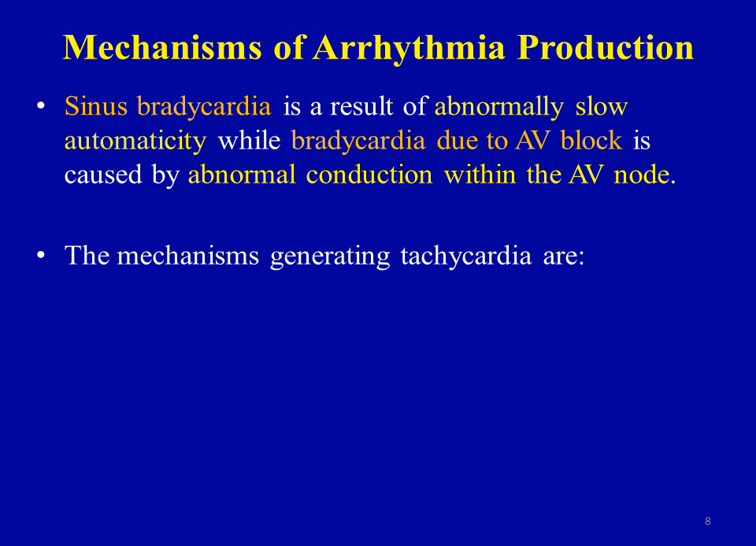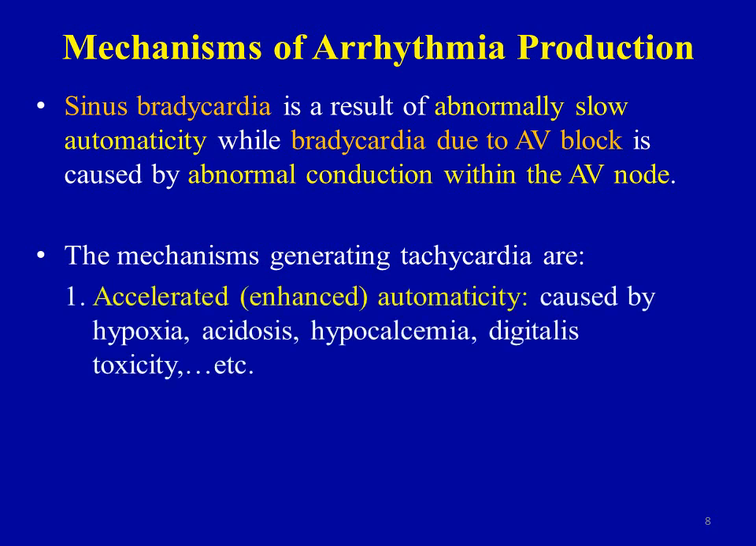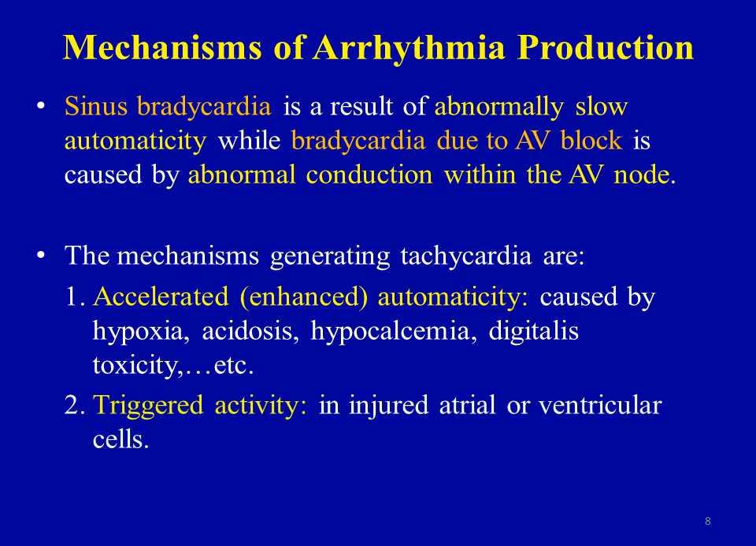On the other hand, the mechanisms that generate tachycardias are accelerated or enhanced automaticity caused by hypoxia, acidosis, hypocalcemia, digitalis toxicity, etc. This is where the SA node fires at an abnormally high rate. Another mechanism is triggered activity, which arises in injured atrial or ventricular cells. And finally, we have reentry, or what we call circus movements.